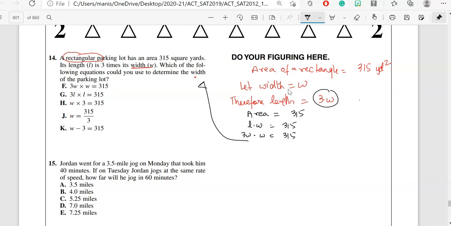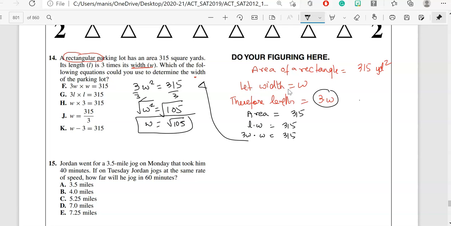So 3W square is equal to 315. I will divide both sides by 3. So W square is equal to 105. And I will take the radical on both sides. When I do this, I end up with this over here: W cancels out and W is equal to radical 105. So this is the width I got.